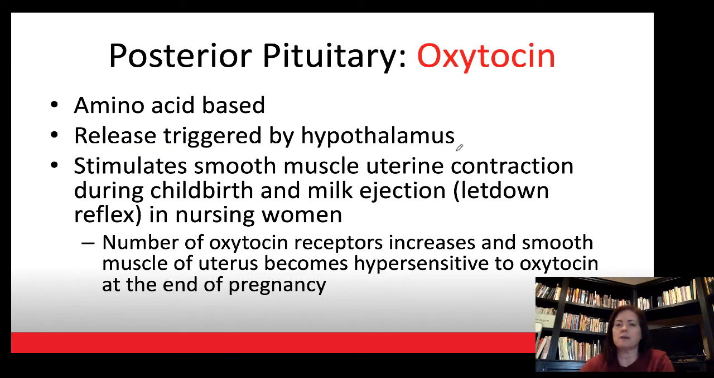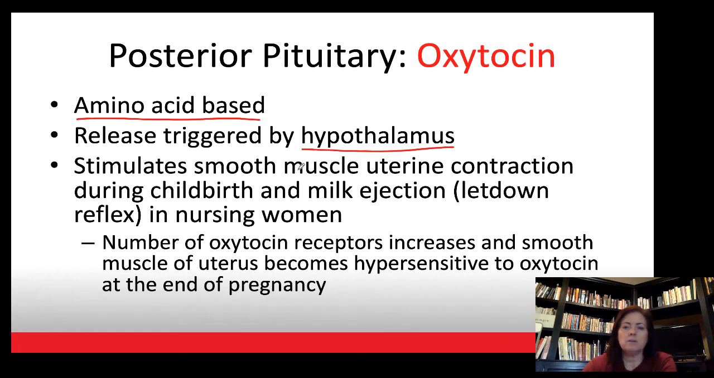So the first one is oxytocin. This is an example of an amino acid-based hormone. So right there, that should tell you, how does this hormone interact with its target cells? It's amino acid based, so it can't enter that target cell by itself. It has to use a second messenger system. Okay, release of oxytocin is triggered by the hypothalamus. So the hypothalamus tells the posterior pituitary to release oxytocin when needed.